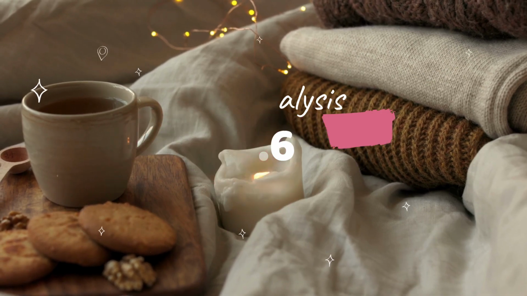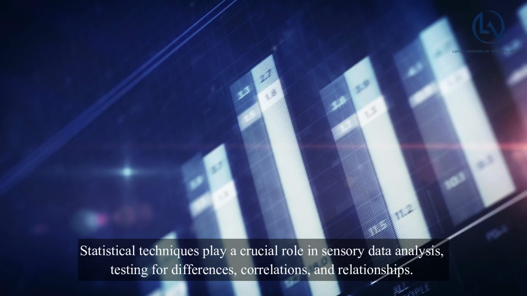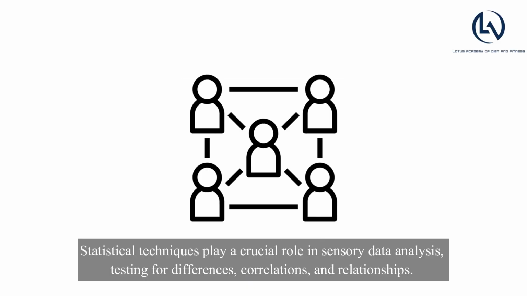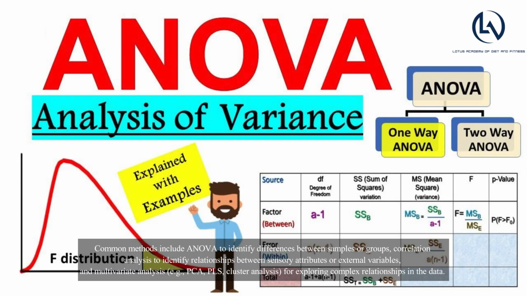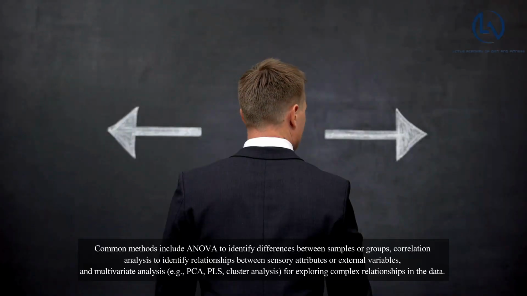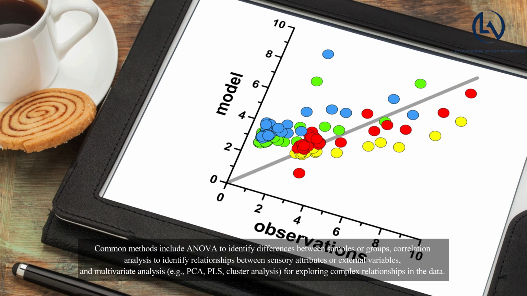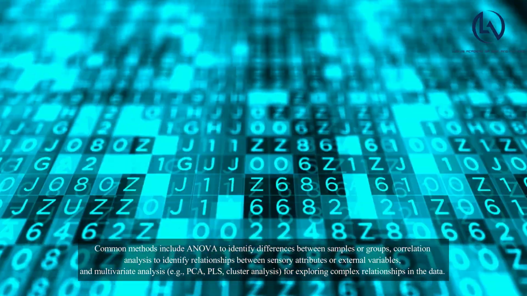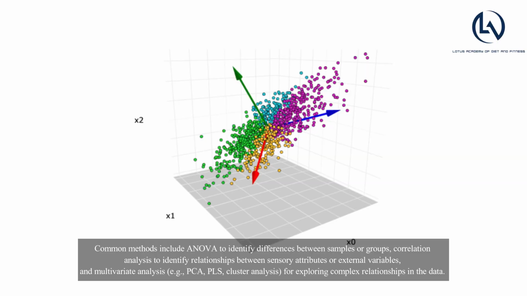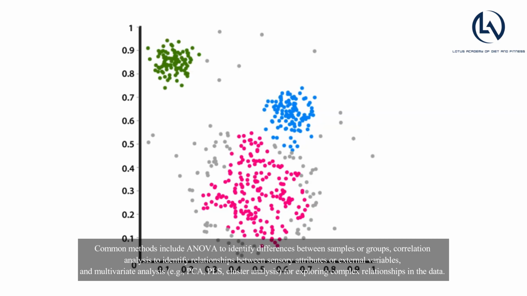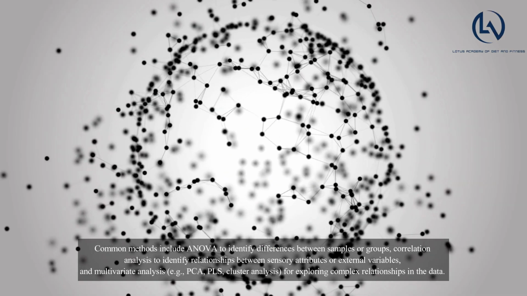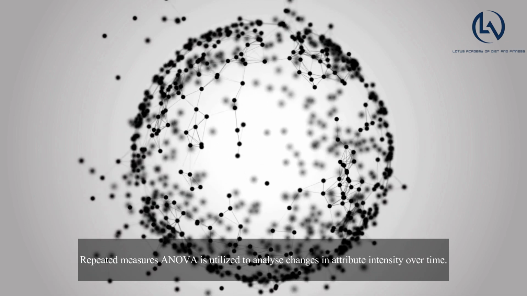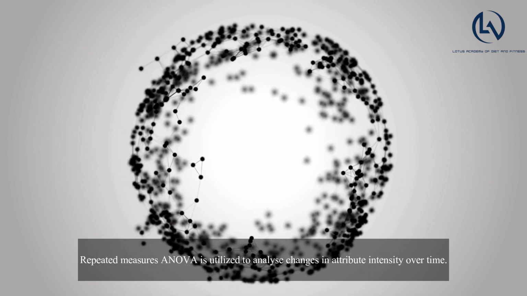Statistical analysis. Statistical techniques play a crucial role in sensory data analysis, testing for differences, correlations, and relationships. Common methods include ANOVA to identify differences between samples or groups, correlation analysis to identify relationships between sensory attributes or external variables, and multivariate analysis, for example, PCA, PLS, cluster analysis, for exploring complex relationships in the data. Repeated measures ANOVA is utilized to analyze changes in attribute intensity over time.